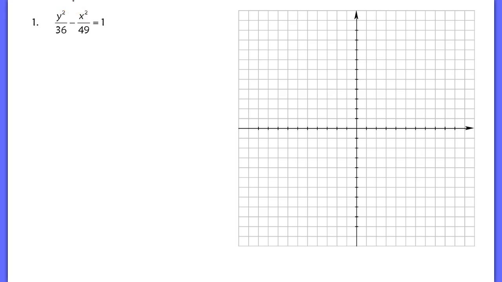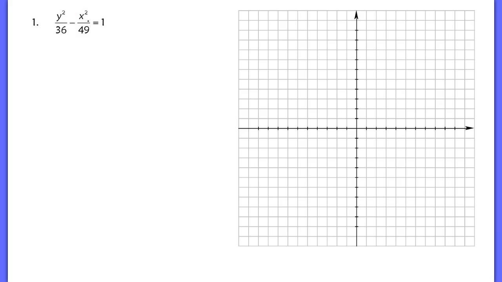Okay, so now we're ready to graph our first hyperbola. We have the equation y squared over 36 minus x squared over 49 equals 1. Now, because I have that negative sign here, I clearly know this cannot be an ellipse. So please make sure you're always looking out for when you have a negative sign. Some people will graph this as an ellipse, just not thinking straight.